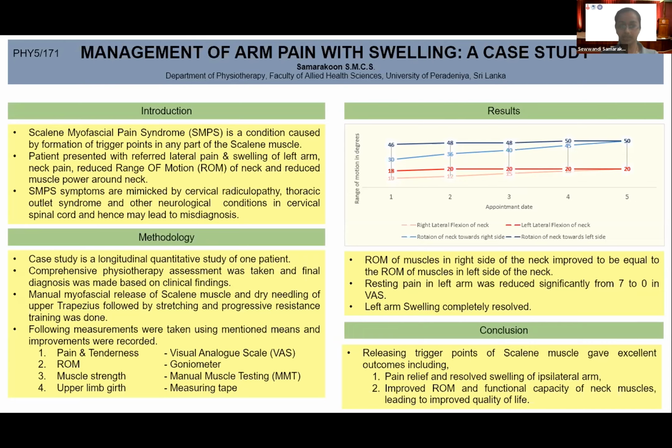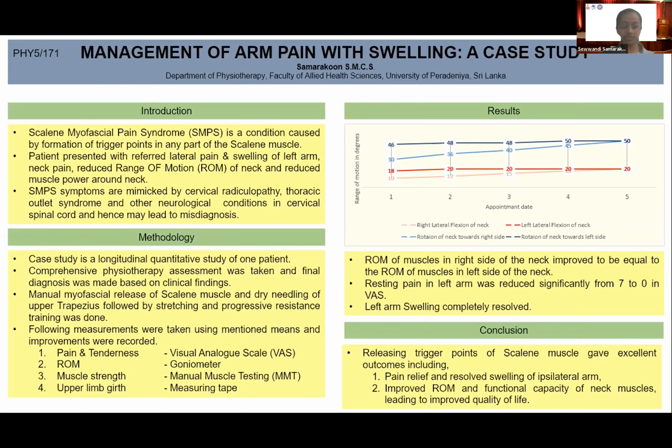started accordingly. Scalene myofascial pain syndrome is a condition caused by the formation of trigger points in any part of the scalene muscle. Initial measurements were taken on pain and tenderness using the visual analog scale, range of motion using a goniometer, muscle strength using manual muscle testing, and upper limb girth using a measuring tape.